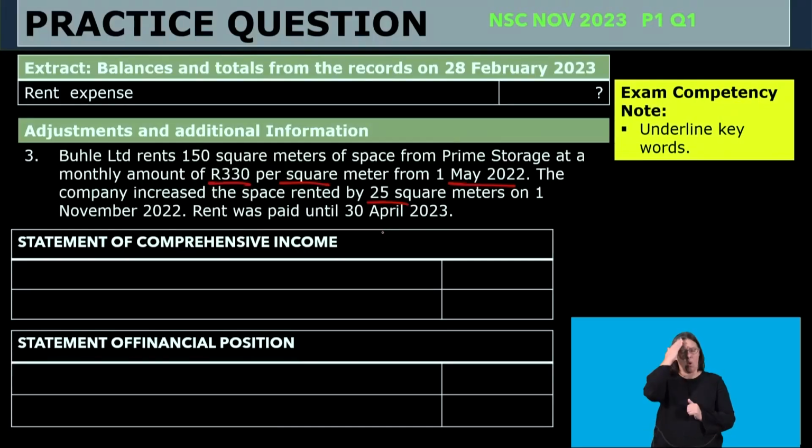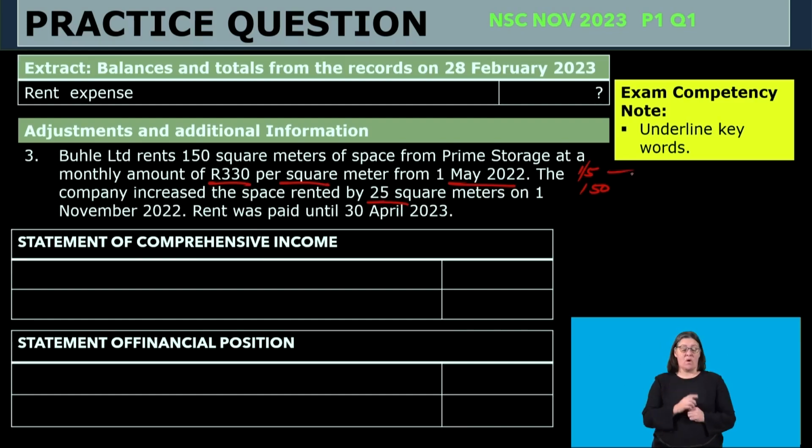We know that our rent, at the beginning, had 150 square meters. This is from the 1st of May. From the 1st of May, we have 150 square meters. And we will only increase on the 1st of November.